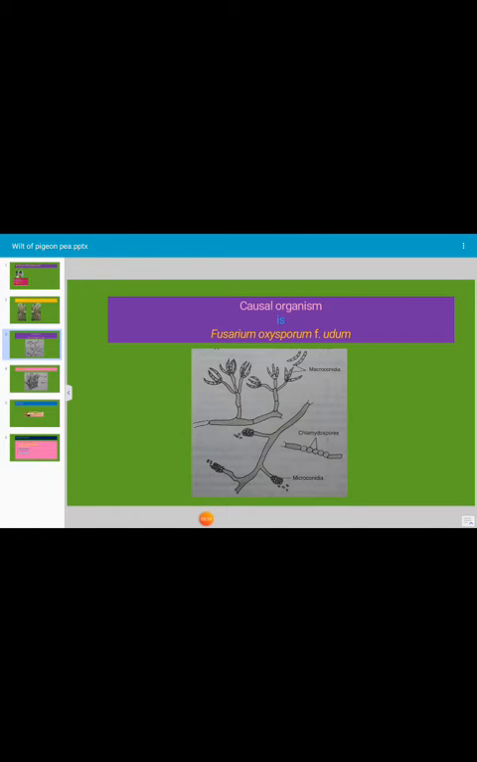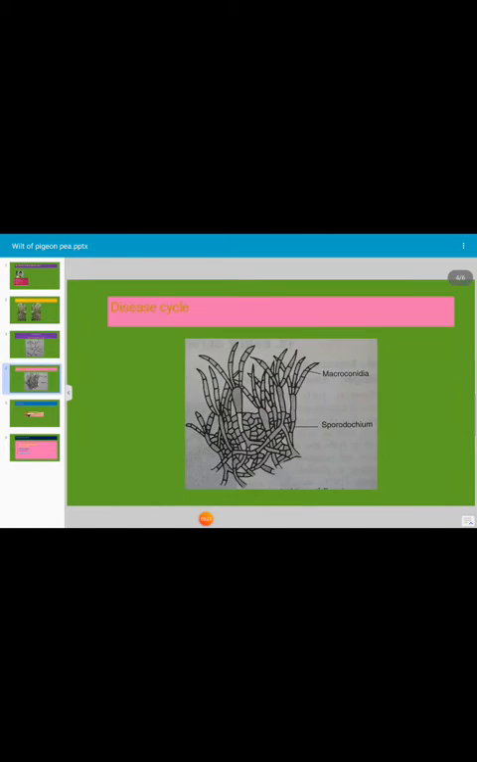Okay. Let us see the disease cycle. In the disease cycle, the fungus reproduces by asexual reproduction, and asexual reproduction takes place by formation of two types of conidia. Two to three kinds of spores are produced, but the conidia are of two types: microconidia, micro means very small sized conidia, and macroconidia, macro means large sized conidia.